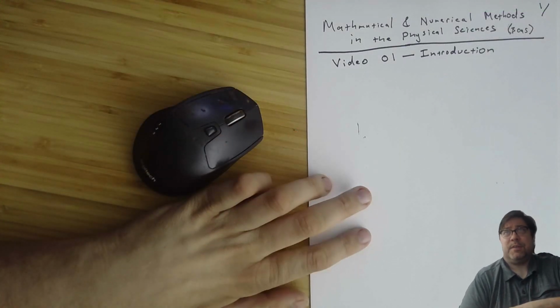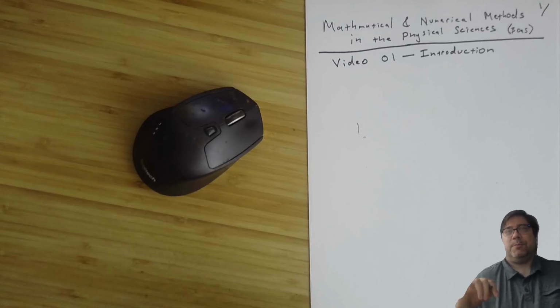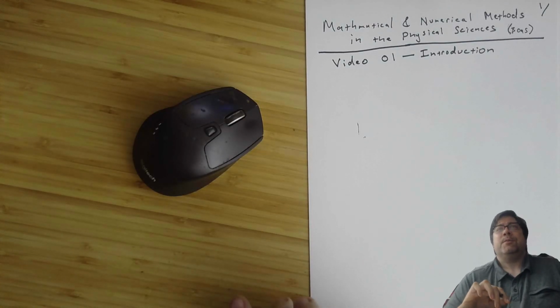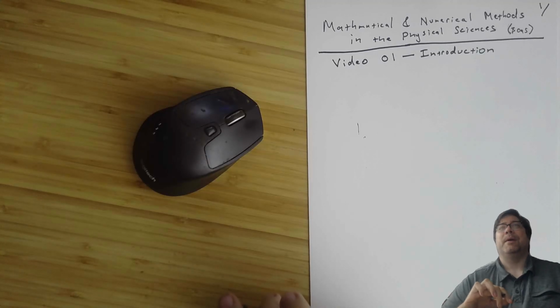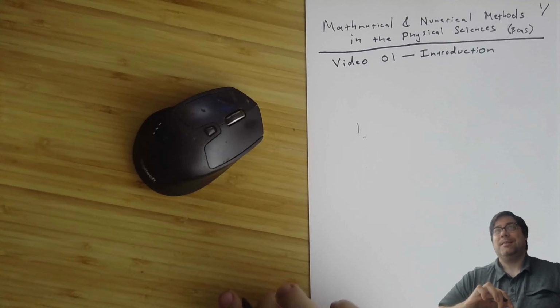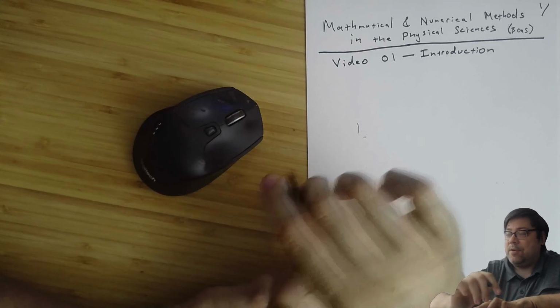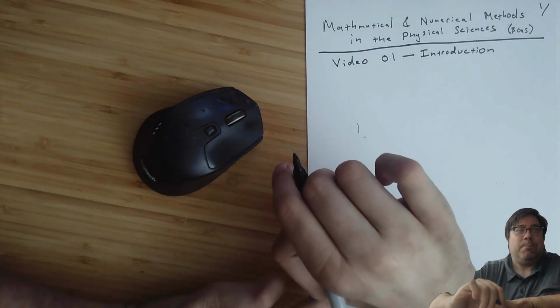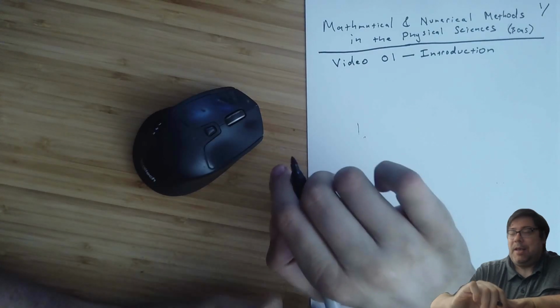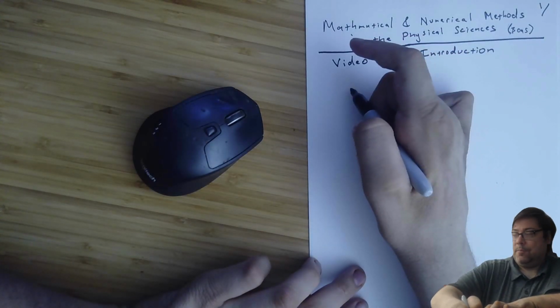And I'll be using this setup and showing you a screen and some paper. In general, this is typically called mathematical and numerical methods in the physical sciences. It's a long name, but really we're just trying to understand mathematics and physics both together and how they're related, how we can better solve physical problems by understanding the mathematics behind them, right?